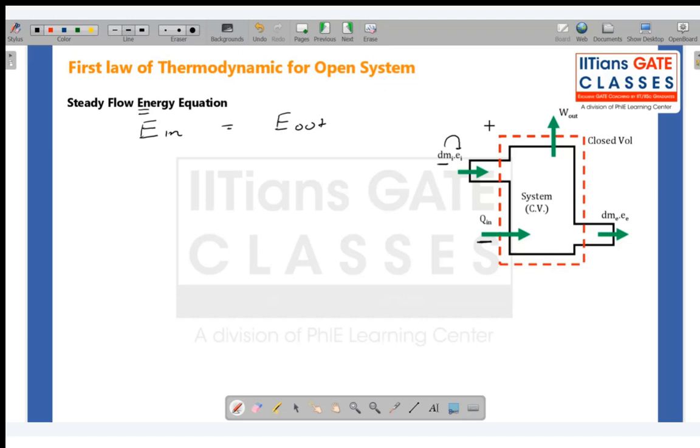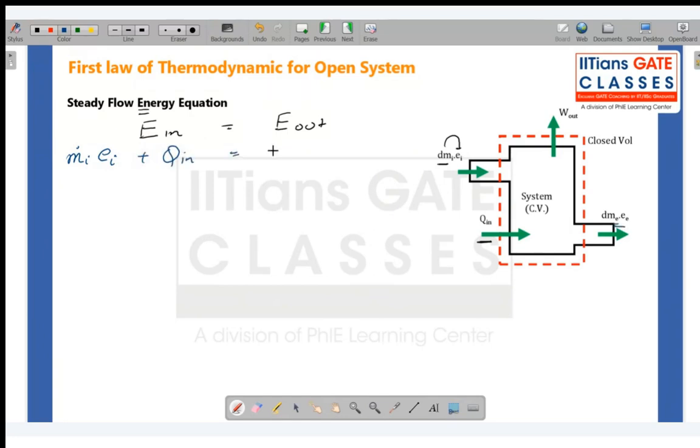No one is telling me really. Today only I explained this. Yes, internal energy, potential energy, kinetic energy. Very nice. Okay. So, some mass is going in and it is carrying some energy with it. Also, Q in is going in.